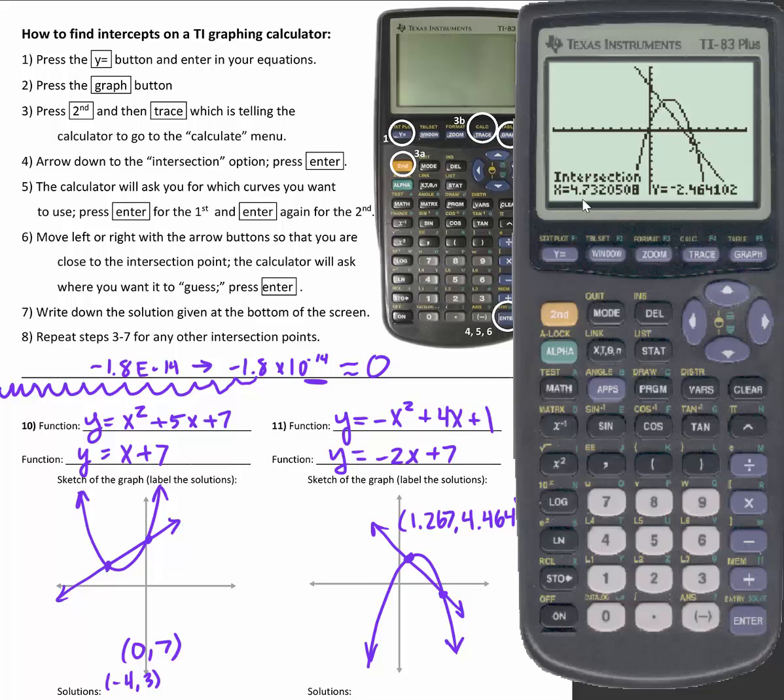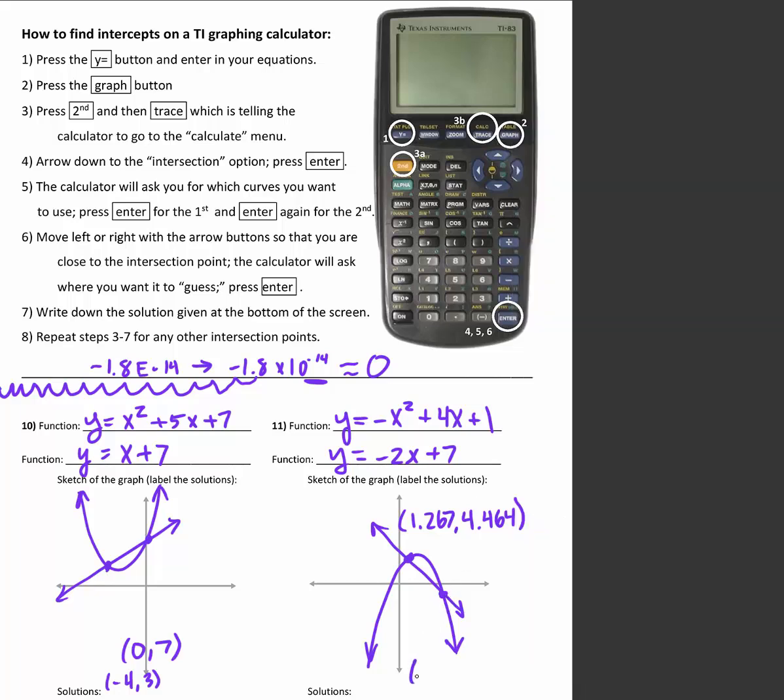So it looks like it's telling me 4.732 and negative 2.464. Those are the x and y values of that point. And that makes sense. We're going over a little bit and then down into that fourth quadrant. So 4.732, comma, negative 2.464. All right, and that's all it takes.